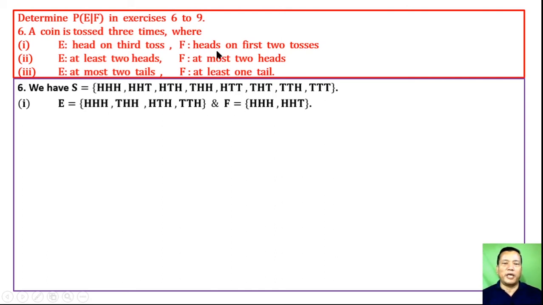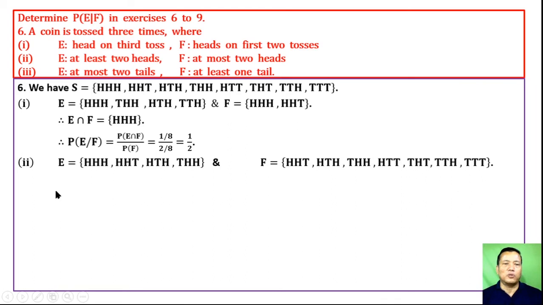F is heads on the first 2 tosses. Therefore, P of E given F is P of E intersection F by P of F. P of E intersection F is out of 8, 1 by 8. P of F is out of 8, 2 by 8, we get half.